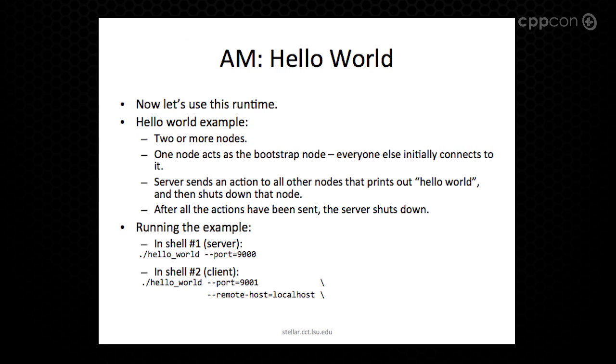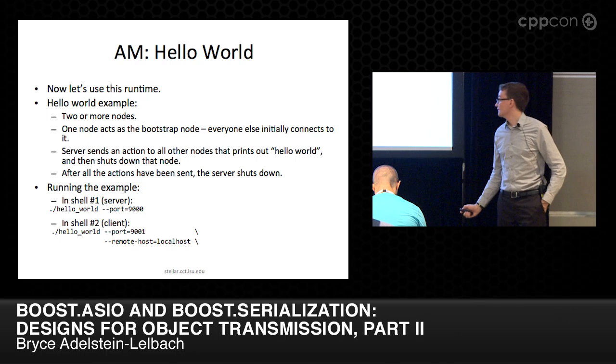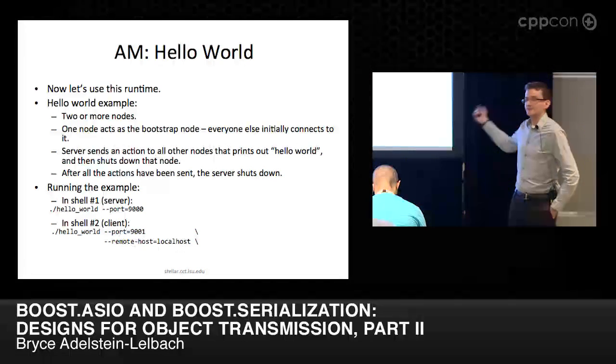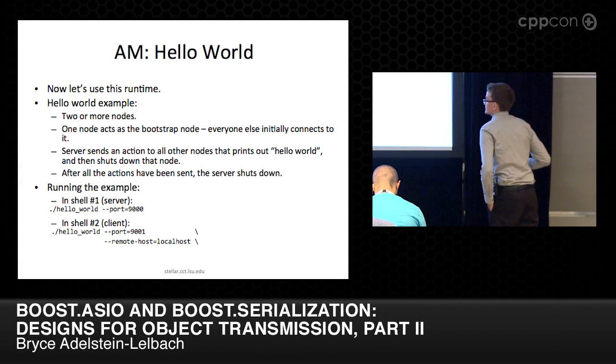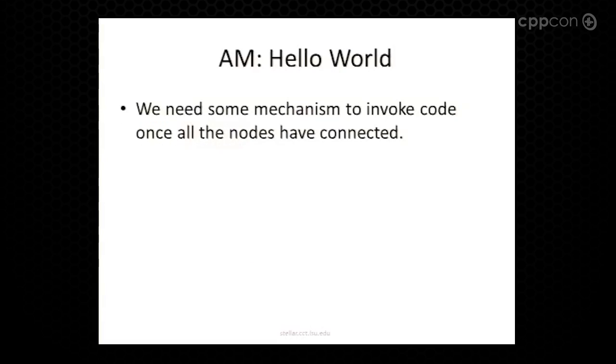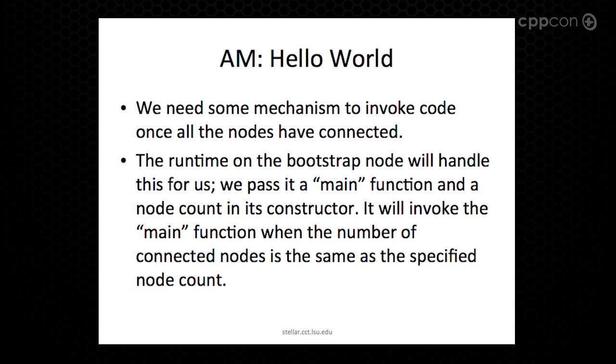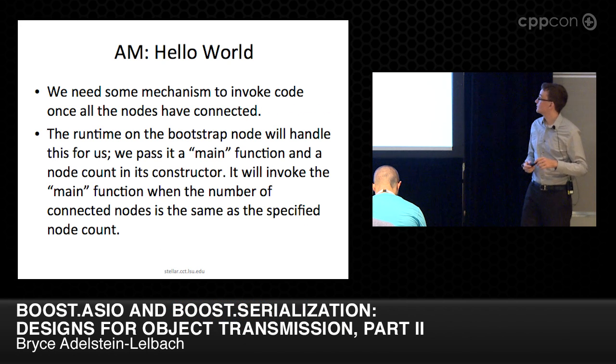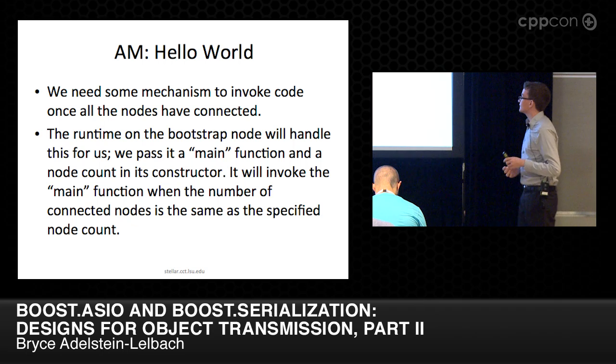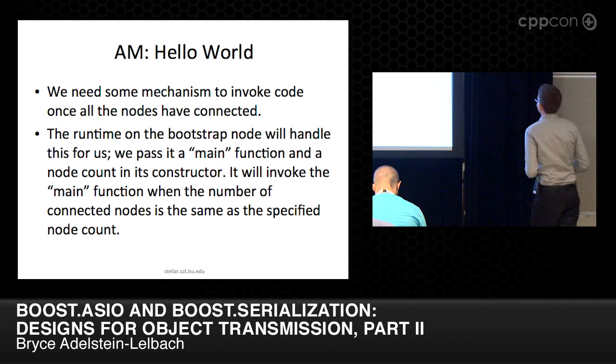Now, in the code on GitHub, I've got some command line processing stuck in there, so you can do the --port and whatnot. And we go ahead and run it like this. I was just running it on my laptop, so I just do remote host equals localhost. We need some tool here to invoke something on all of the different nodes. So the runtime on the bootstrap node is going to have a handle for this. We're going to pass it a main function and a node count in its constructor, and it'll invoke the main function when the number of connected nodes is the same as the specified node count.